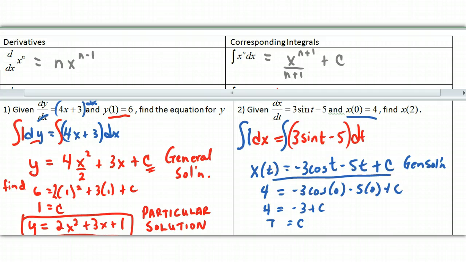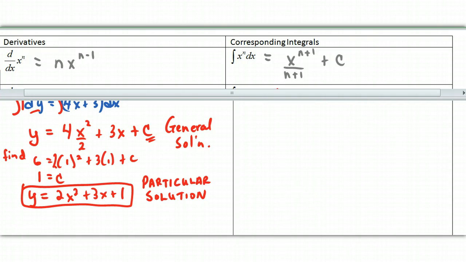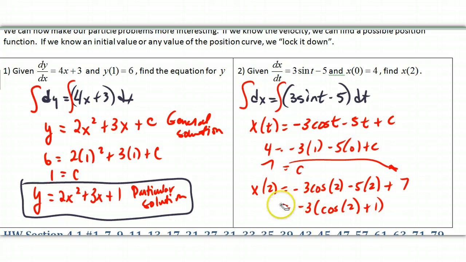And then I want my particular solution. So I can write this as x of t is equal to negative 3. Had some technical difficulties there, but this is the final solution. I didn't write out my particular solution with 7 in there, but you just put 7 in there. But I want to find x of 2, and this is the best I can do without using a calculator. So you can plug that into the calculator to find out what that value is.